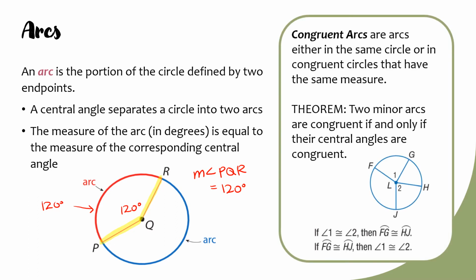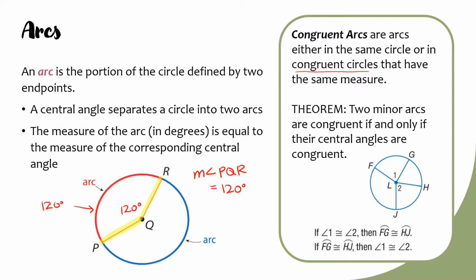Okay. Now, arcs can be congruent, meaning they have the exact same measure, but we actually expand that a little bit. We can say that arcs in the same circle with the same measure can be congruent, but arcs in different circles that are congruent and have the same measure, those can also be considered congruent arcs. So we could have two different circles. They've got to have the same radius in order to be congruent, but if they do have the same radius and our arcs have the same measure, then they are congruent arcs.